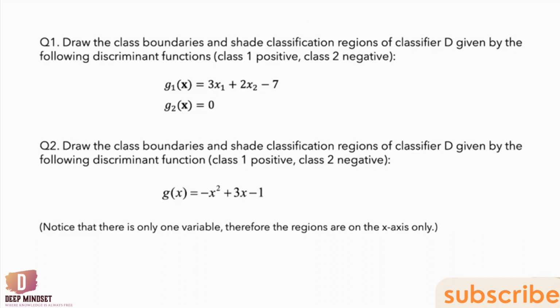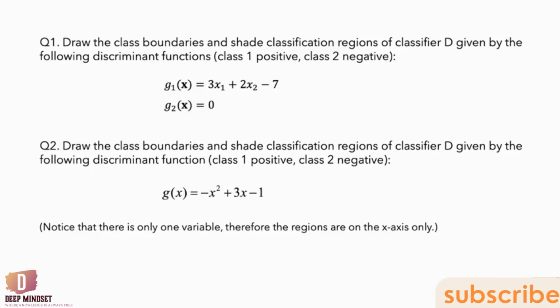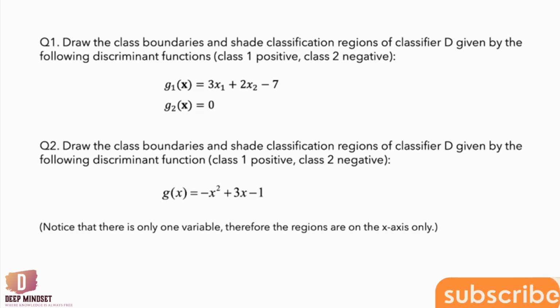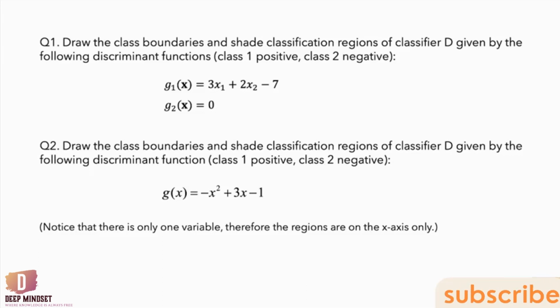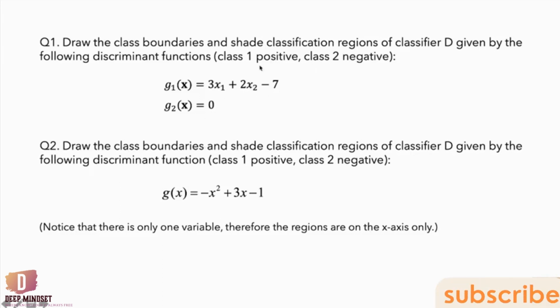Another question, draw the class boundaries and shade classification regions of classifier D given by the following discriminant function. Here, we only have one feature, one class positive, class 2 for negative. So two classes, one feature. So here, two features, two classes. Here, one feature, two classes.